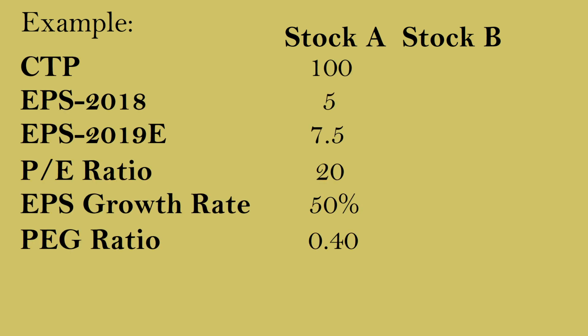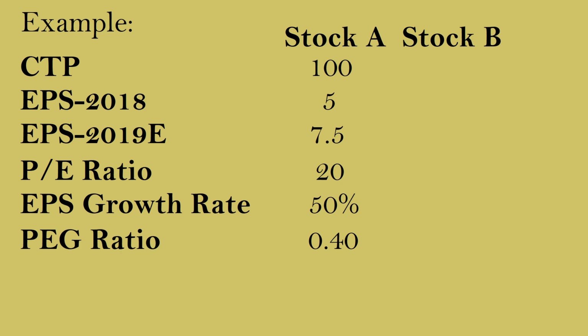Stock A's current trading price is 100 and its earnings per share in 2018 is 5 and estimated earnings per share in 2019 is 7.5. Then PE ratio is 20 and growth rate of earnings per share is 50%. Then PEG ratio is 0.40.